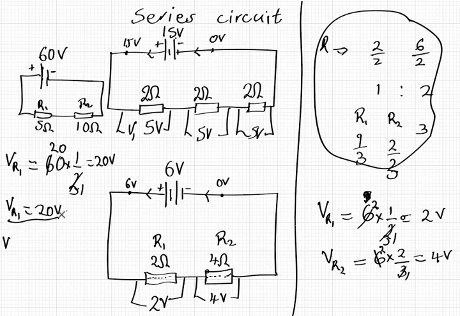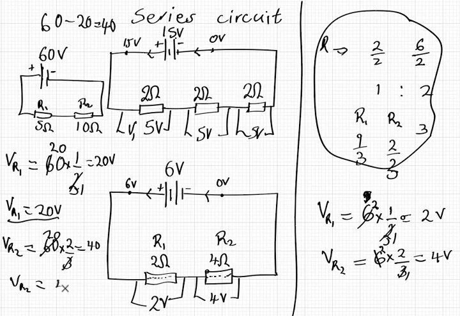So this is the answer. But when we get here, is there any need to calculate for R2? Because 60 minus 20, that means it's 40. But anyway, let's just do it. R2 is equal to 60 times 2/3. That is, as before, 20 times 2 is 40. So VR2 is 40 volts.